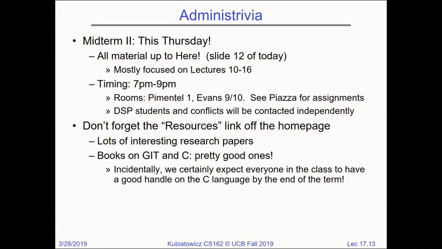So the exam is mostly the new material, but the things that you learned in the previous part should be enough in your brain that you could deal with them if they came up. So I'm not going to say it's not cumulative. I'm going to say it's focused on lectures 10 to 16. If you forgot everything you learned from lecture 1 through 9, you'd be in trouble.